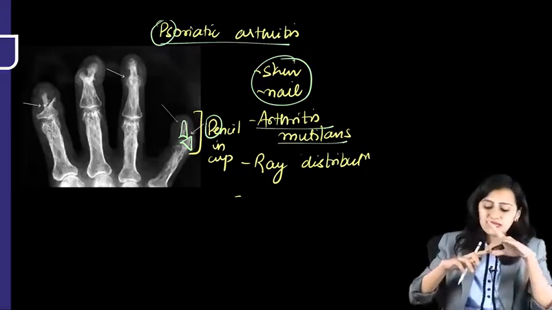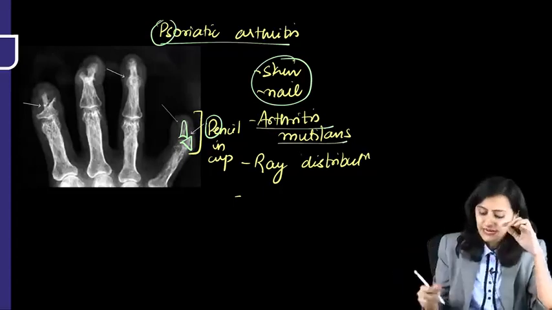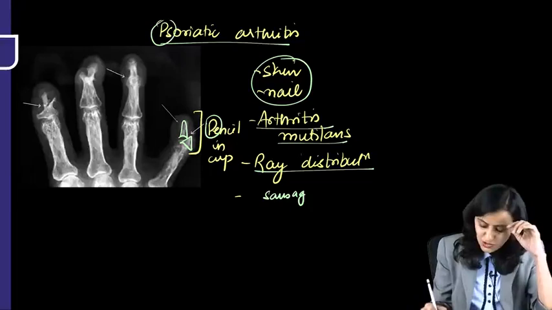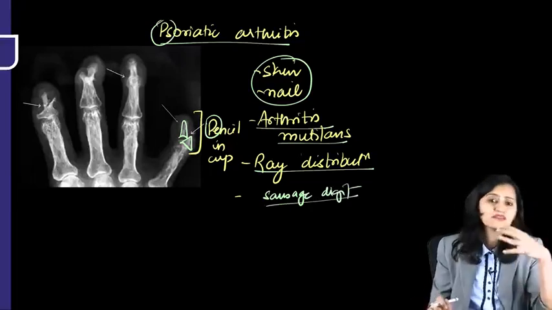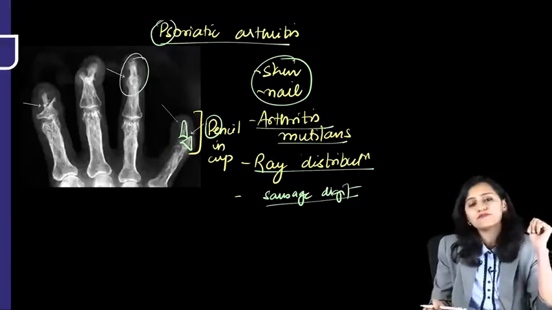Psoriatic arthritis has a tendency to involve along one digit, which is called ray distribution, and it causes significant soft tissue swelling and gives rise to sausage digit. Practically any joint can be involved by psoriatic arthritis, including the DIP, like we are seeing here.